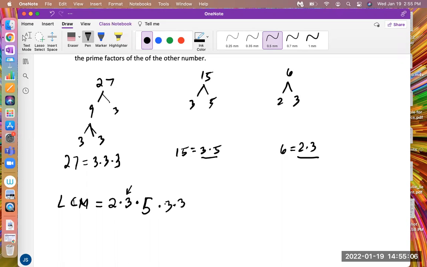And we could multiply all the numbers back together, and we'll get the number that this is. So it would be 6 times 5, which is 30, times 9, 270. I believe that's 270. All right, so that's our least common multiple.